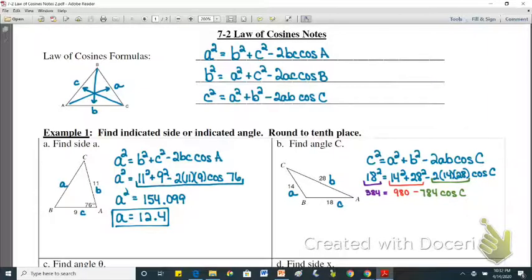So negative 784 is the coefficient of the cosine of C. This is really like saying 324 equals 980 minus 784x. I cannot combine the 980 and the 784 because they don't have the same variable with them. So the only other thing I can do is go ahead and get rid of this 980. So I'm going to subtract it from both sides.